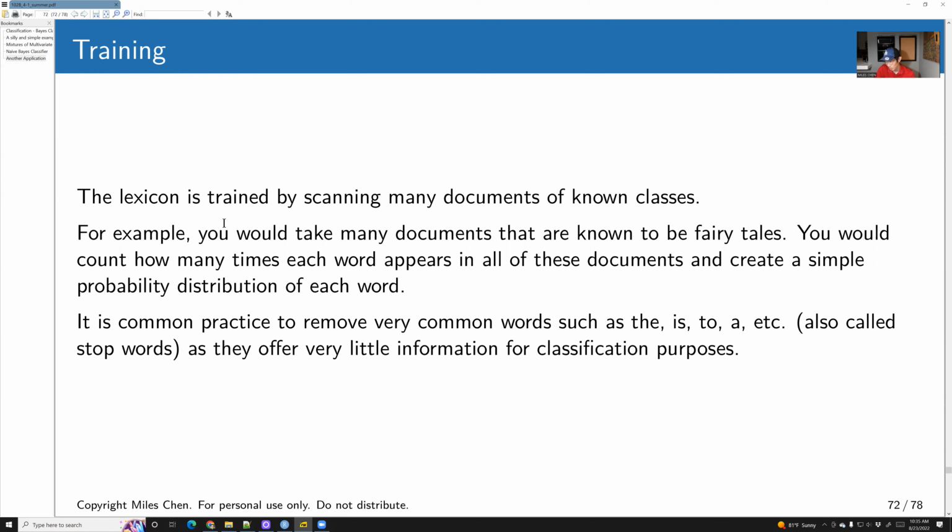I know this document is about sports, and you scan it and have it parse it out, and you have it count up each of these words and their probabilities and something like that. It's common practice to remove stop words, things like is, to, a, just words that don't really add meaning or context because they just show up all the time. So as far as classifications, we probably just throw these words away.